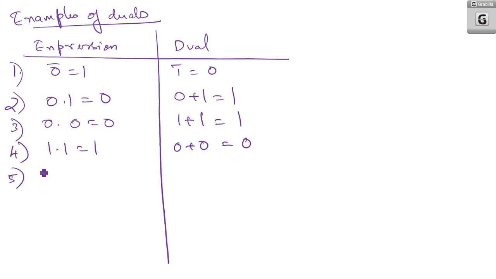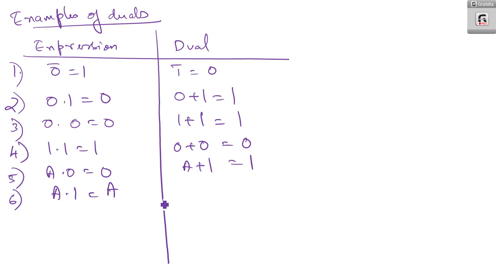Fifth one, A dot 0 is equal to 0. Here, A or 1 becomes 1. Sixth one, A dot 1 becomes A. So here, A or 0 becomes A.